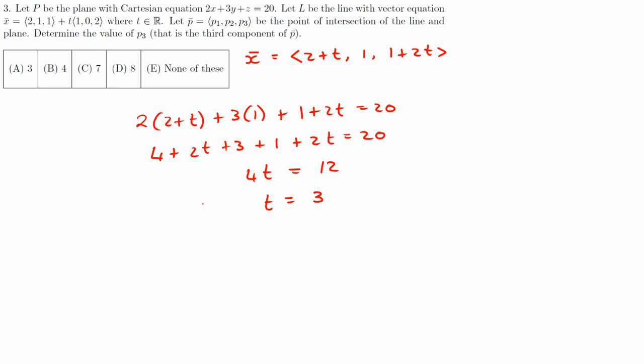Okay, so let's go work out what will be the value of p then. So they're equal for t is equal to 3. So p will be equal to 2 plus 3, 1, 1 plus 2 times 3. So the p coordinates will be 5, 1, 7. And they ask us what is the value of p3. So this is the last component. So the answer will be 7.